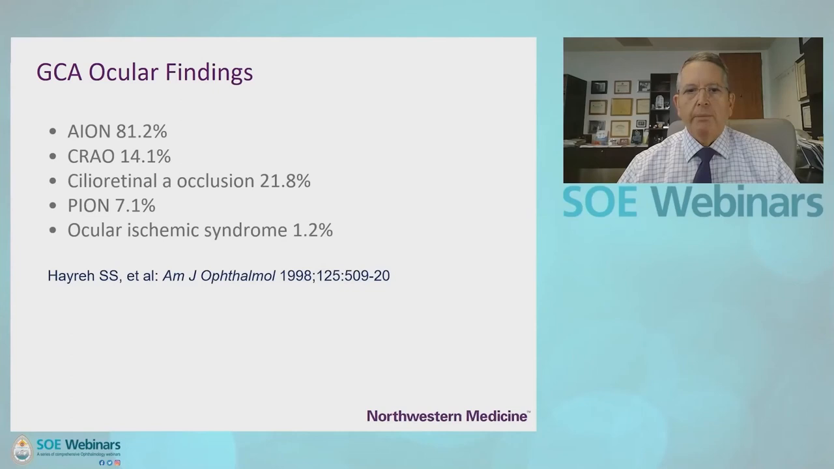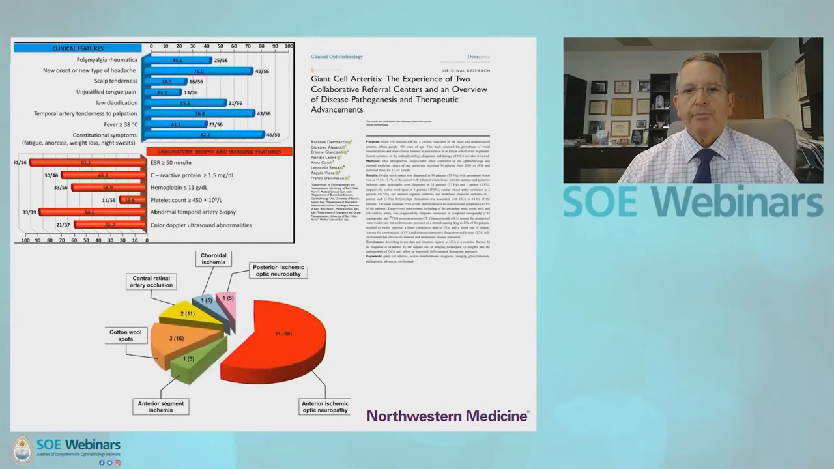So 80%, I showed a different slide a little earlier that it was about 90%. There's a combination of artery and optic nerve and retinal ischemia presentation. I'll show an example of that. That's almost always a giant cell arteritis. Of less than 10%, but a significant minority will have this posterior ischemic version. And again, a frank ocular ischemic syndrome can develop in a small percentage of patients.